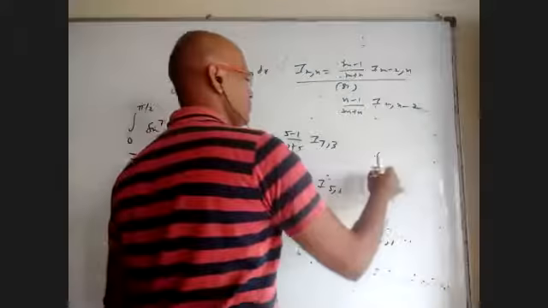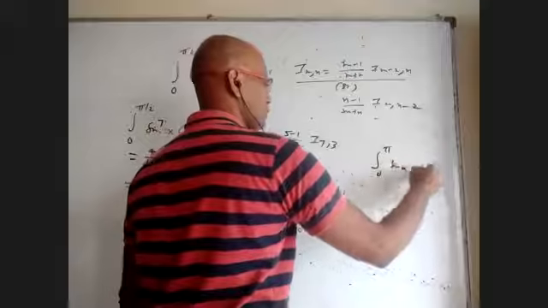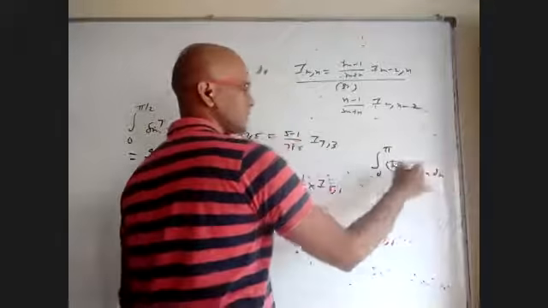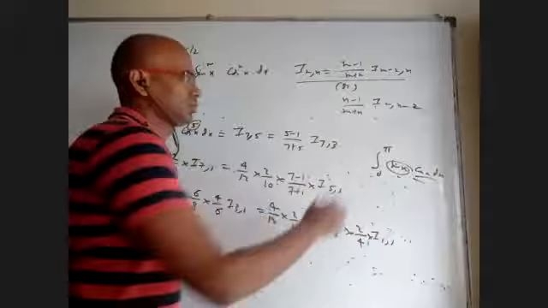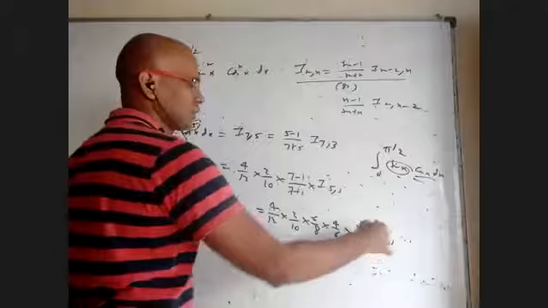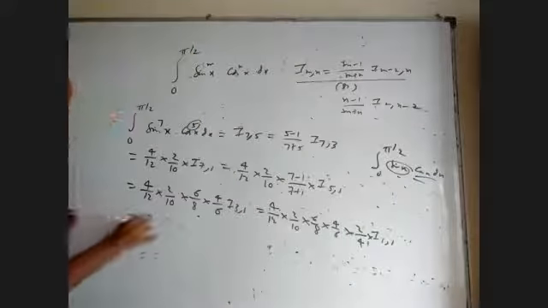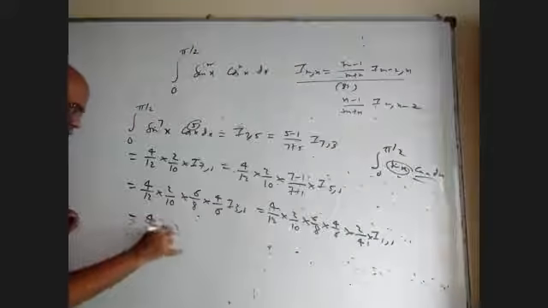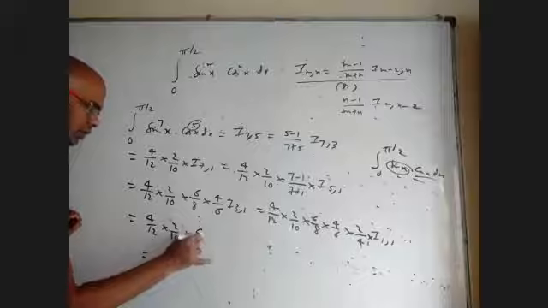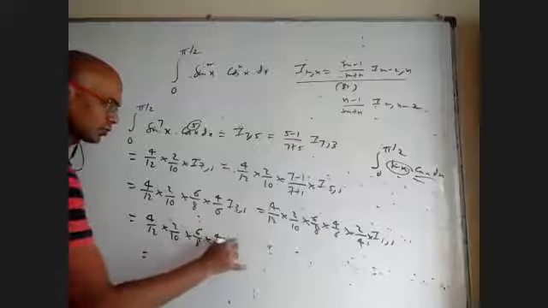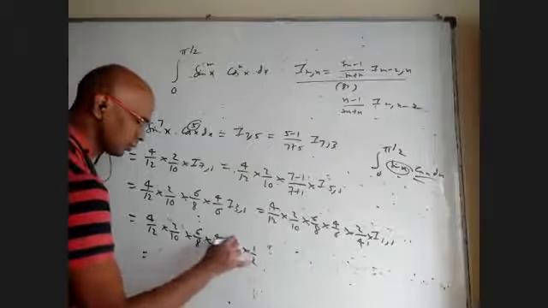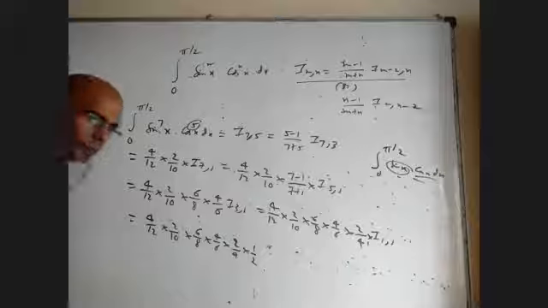I1 comma 1 means integral 0 to pi by 2 sin x cos x. If I take this as t, this is dt, t square by 2. Okay, 1 by 2 will come. So I1 comma 1 is 1 by 2. So 4 by 12, 2 by 10, 6 by 8, 4 by 6, 2 by 4, and 1 by 2. No pi by 2 came anywhere.